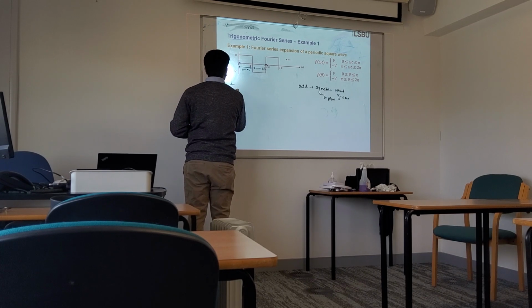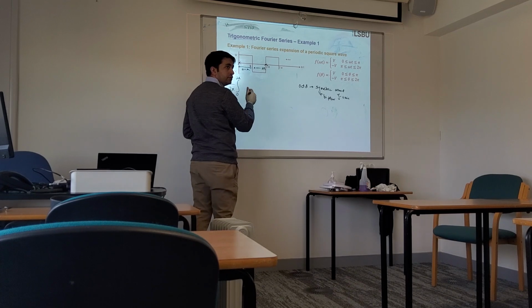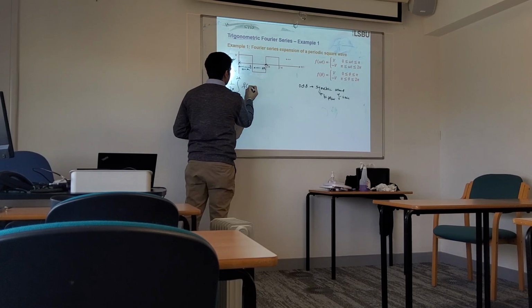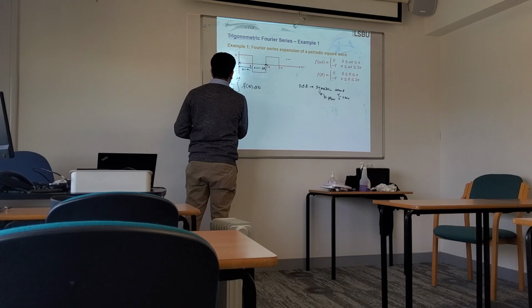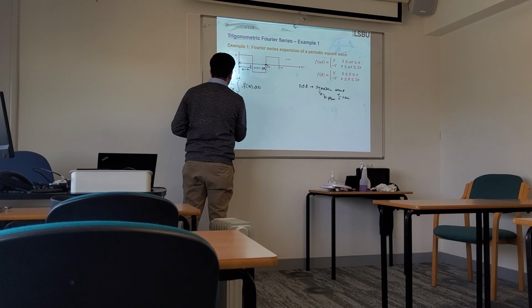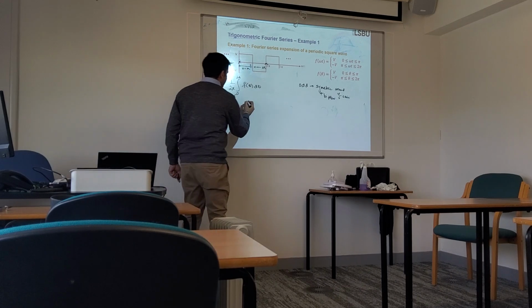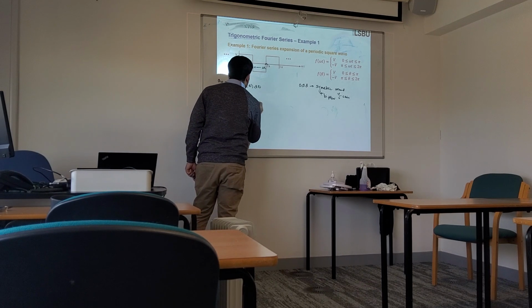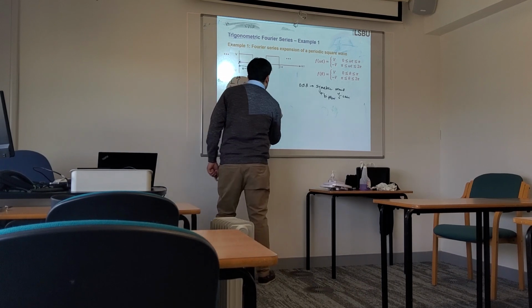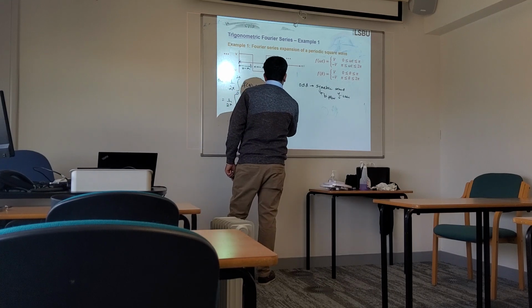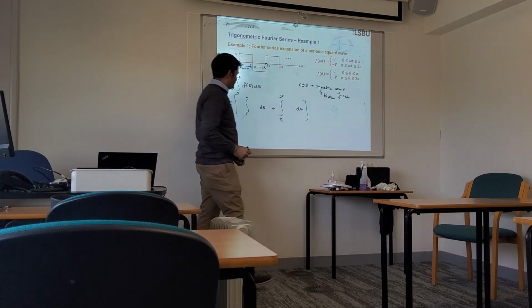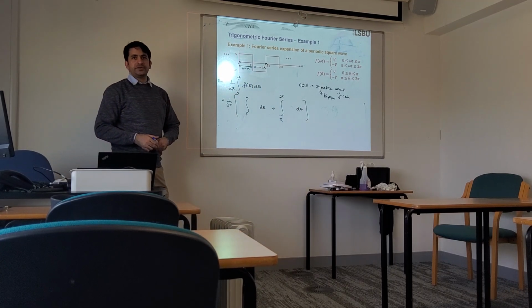A naught is 1 by 2 pi, integral from 0 to 2 pi, f of theta d theta, right? The very first step is that 1 by 2 pi is outside. Now inside we need to break the integration. So the integration is from 0 to pi and then from pi to 2 pi.